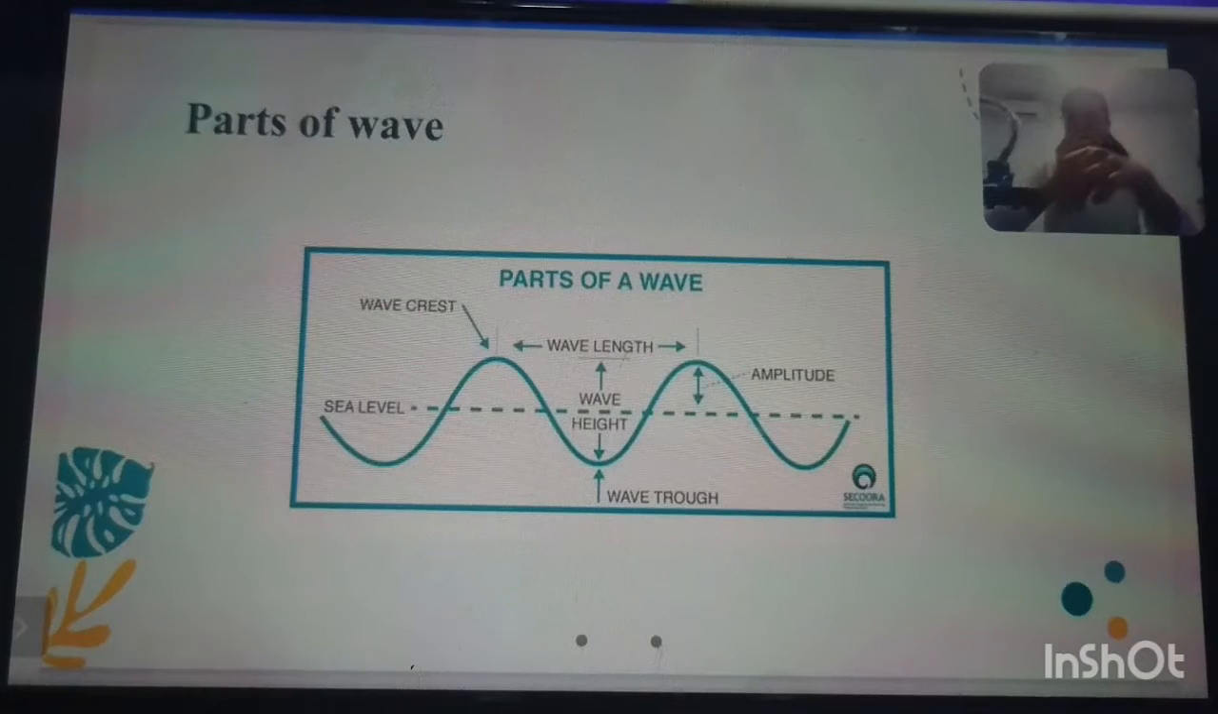Now, we can see the parts of the wave. On top we have the crest and then it goes to the wave trough. From one crest to another crest, it is called wavelength. And from crest to trough, it is wave height. Amplitude goes from wave crest to the sea level, or just wave trough to the sea level.